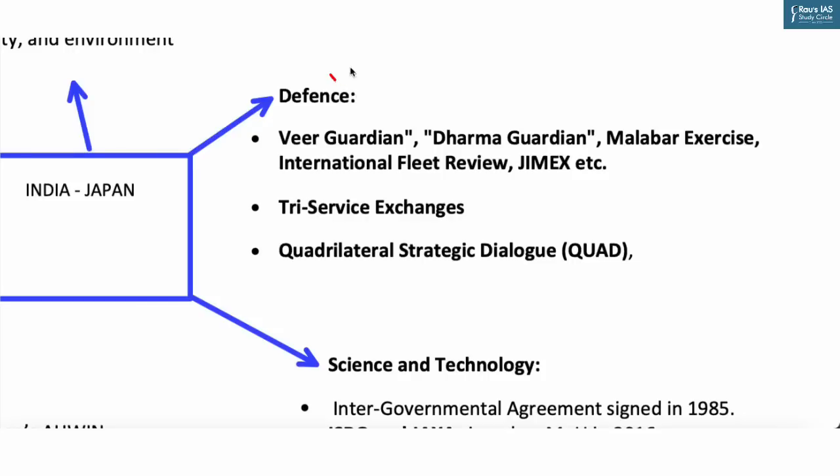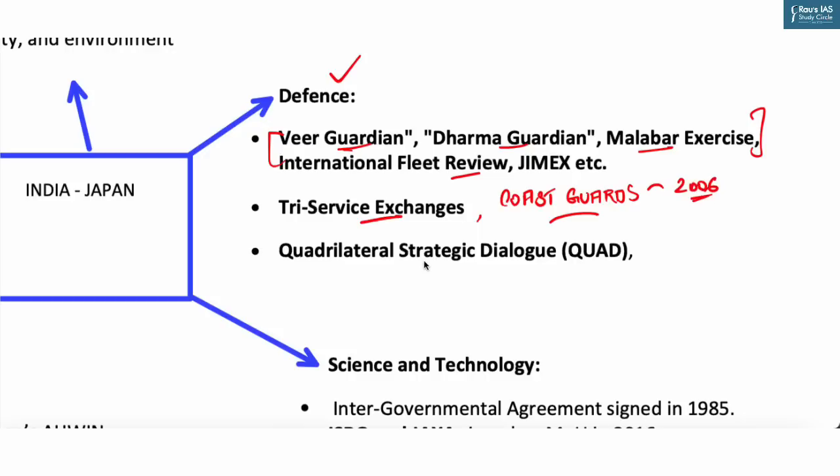Further, the defense cooperation between the two nations has also emerged as one of the key areas of engagement. India and Japan take part in many military exercises like Veer Garjan, Dharma Garjan, Malabar exercise, International Fleet Review, etc. These are also important for your prelims examination. Also, tri-service exchanges between India and Japan have been institutionalized, completing the triad. Coast Guards have had regular annual exchanges since the year 2006.